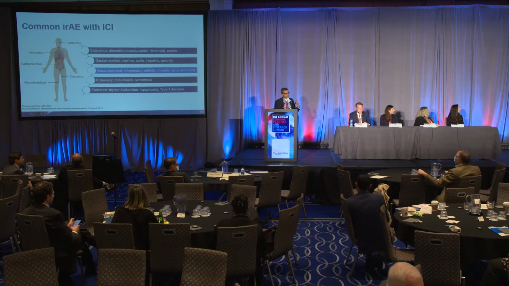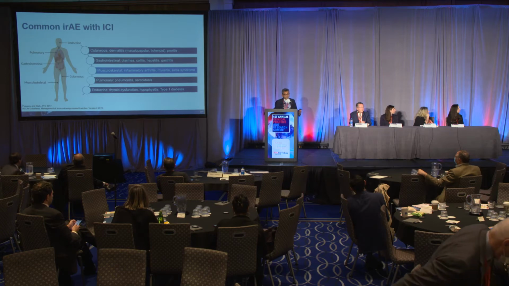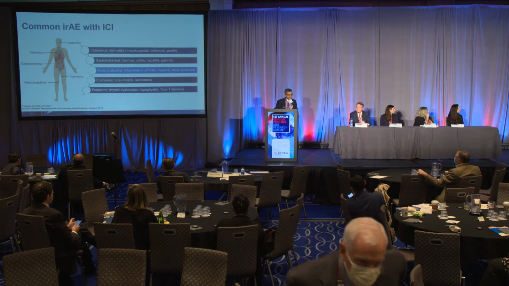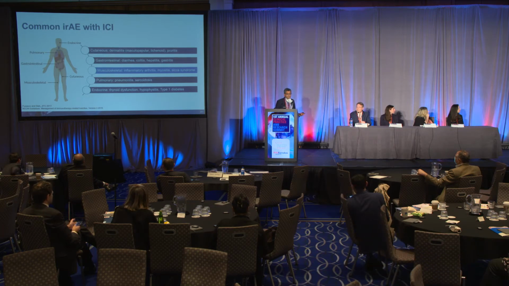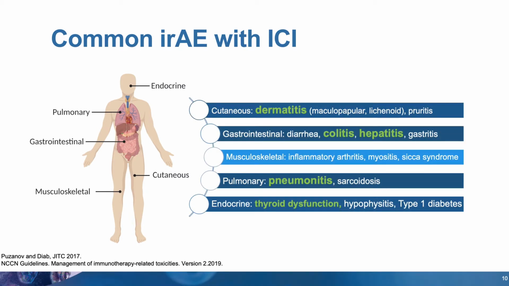Here is a different picture looking at the immune-related adverse events with checkpoint inhibitors. You can see dermatitis from the cutaneous perspective, and there are different variations of dermatitis we'll go over in a bit. GI side effects could be colitis, diarrhea, hepatitis, gastritis; musculoskeletal with arthritis and myositis; pneumonitis from pulmonary; and endocrine dysfunctions. We're going to focus on the ones in green, as they are the more common ones that we will encounter, and we'll discuss that together.